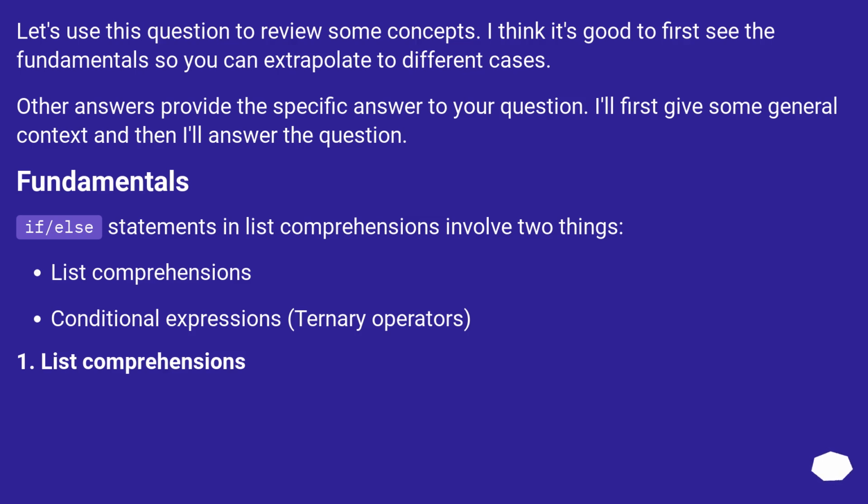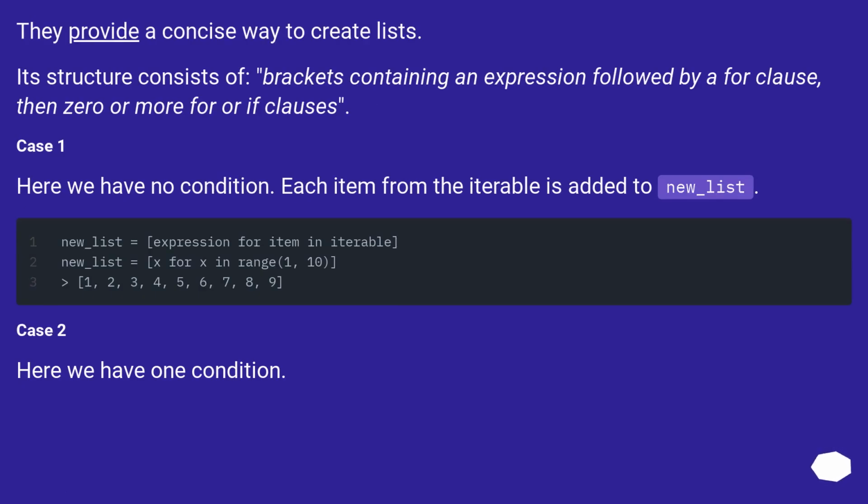1. List comprehensions. They provide a concise way to create lists. Its structure consists of brackets containing an expression followed by a for clause, then 0 or more for or if clauses. Case 1. Here we have no condition. Each item from the iterable is added to new_list. Case 2. Here we have one condition.